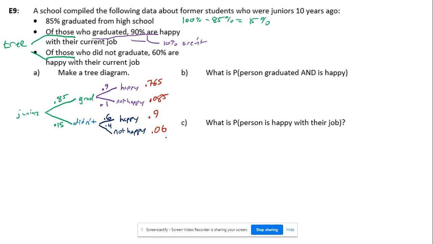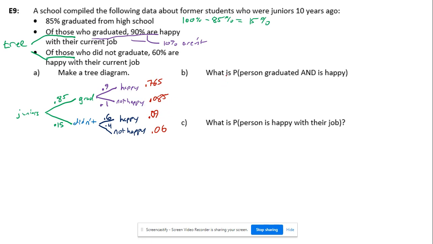If we add up all four of these numbers, we should get 1. And right here, that 0.15 times 0.6 should have been 0.09. I missed the 0 in there. So put that 0 in there. Now, if we add up all four of these numbers, we're going to end up getting 1. So we can use that to answer questions.